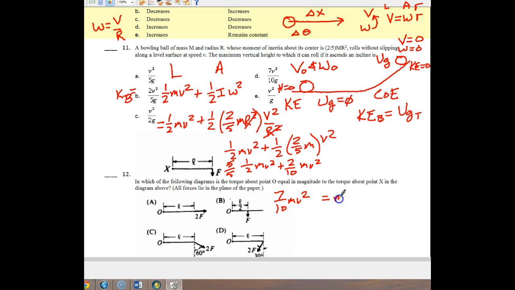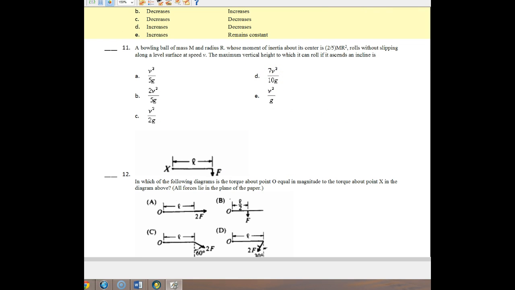Potential energy due to gravity is really easy. It's just mgh. So now I can get rid of my m's and I can solve for h. h is going to be equal to 7v squared all over 10 times g. And that is this answer right here. So it would be letter D. That's number 11. Pretty long problem to get just that little bit, but that's how it works out.